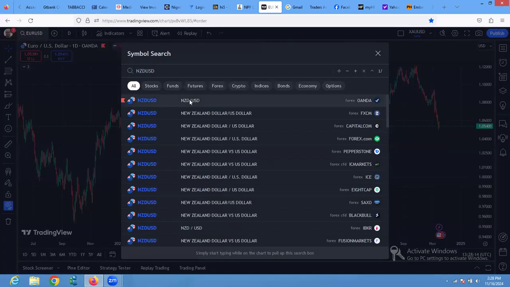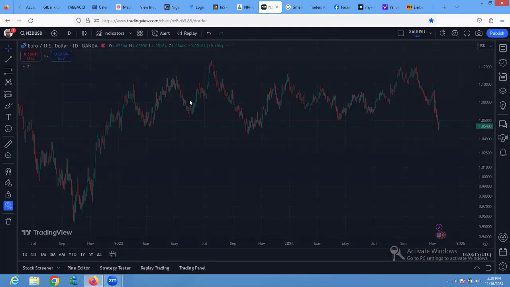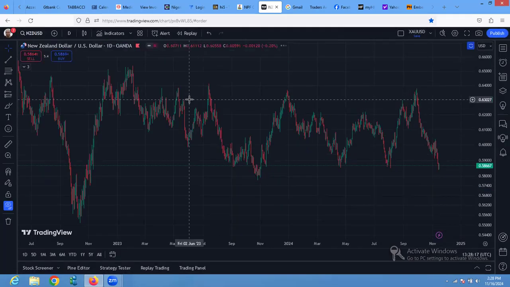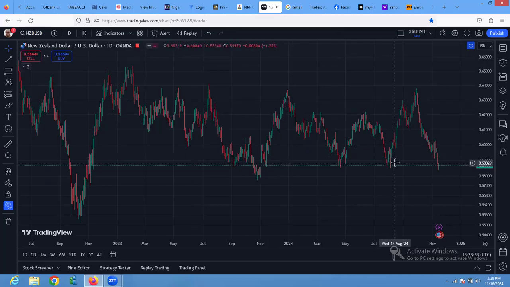NZD USD. Sterling, euro dollar, you have to be very careful. We are looking for our buy setup now. The same thing goes with NZD USD. Selling, we are looking for our buy setup, because anytime we may begin to go up.